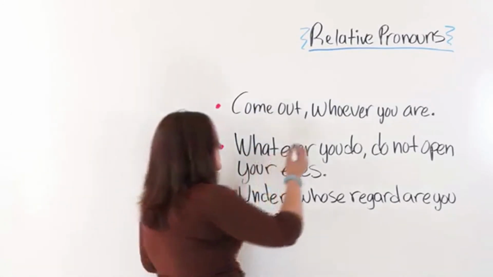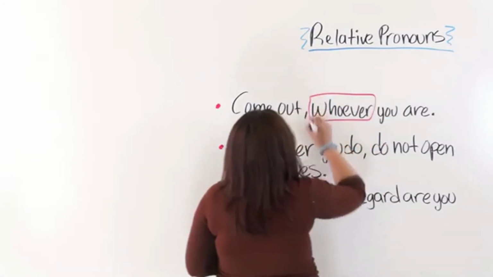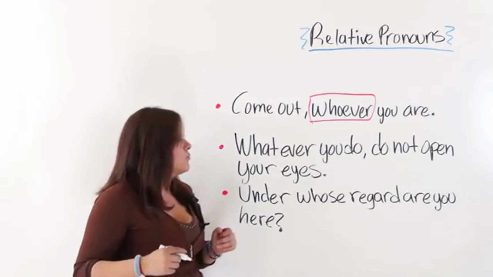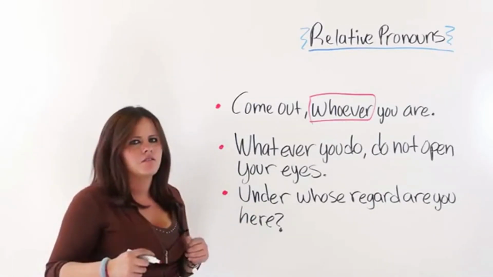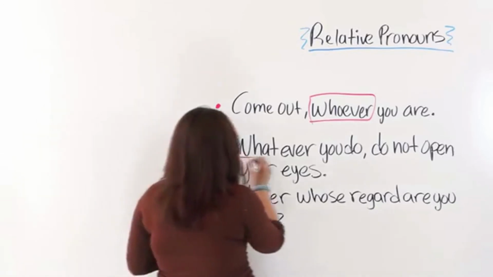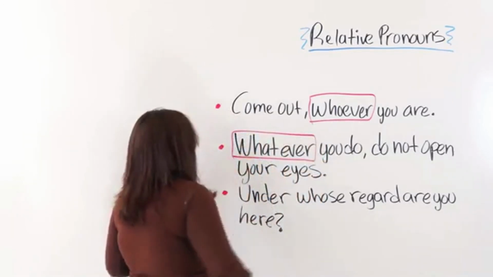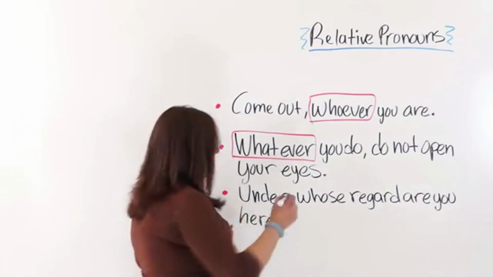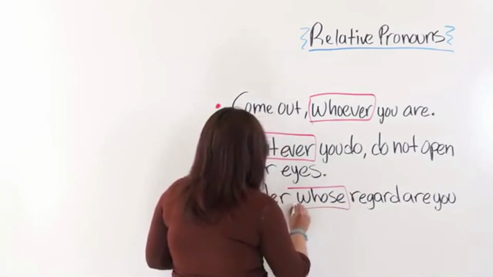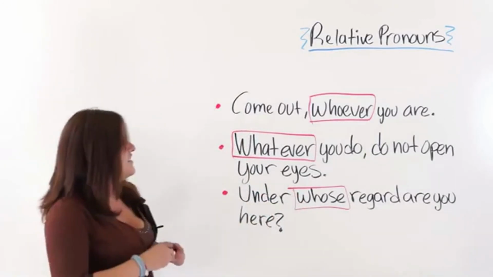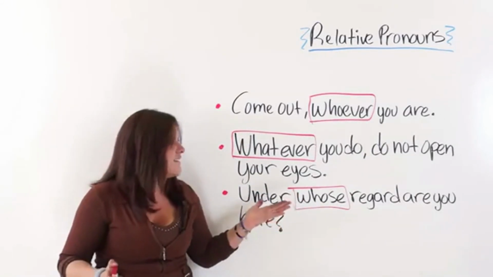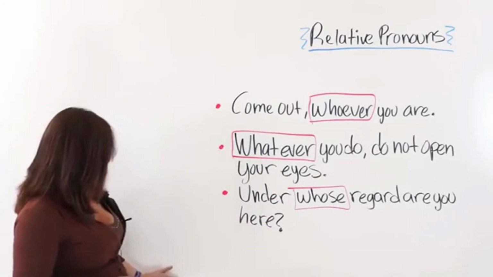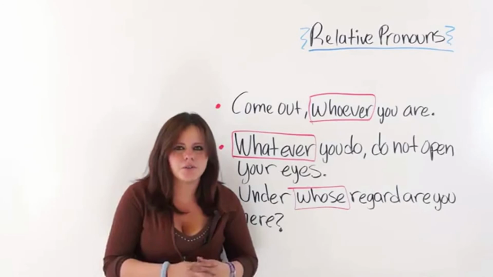That's right, whoever. The next one, whatever you do, do not open your eyes. That's right, whatever. And the last one, under whose regard are you here? Whose? As you can see, these are the relative pronouns, some of the relative pronouns that we use.